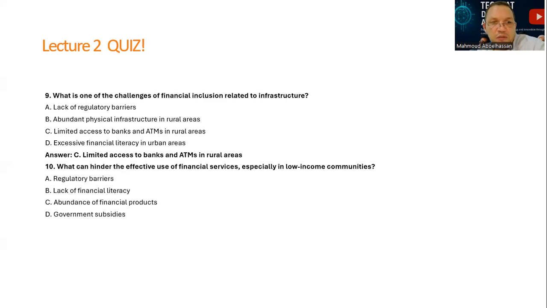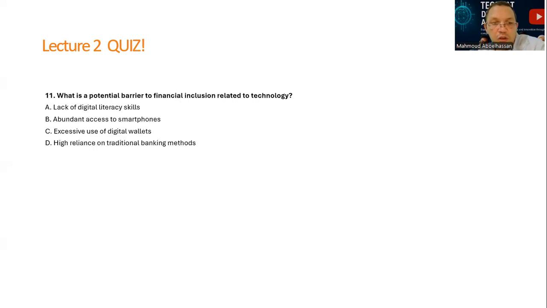What can hinder the effective use of financial services, especially in low-income communities? Regulatory barriers, lack of financial literacy, abundance of financial products, government subsidies. Lack of financial literacy.